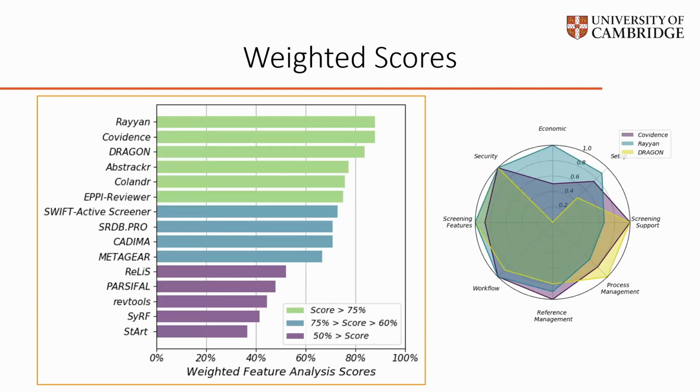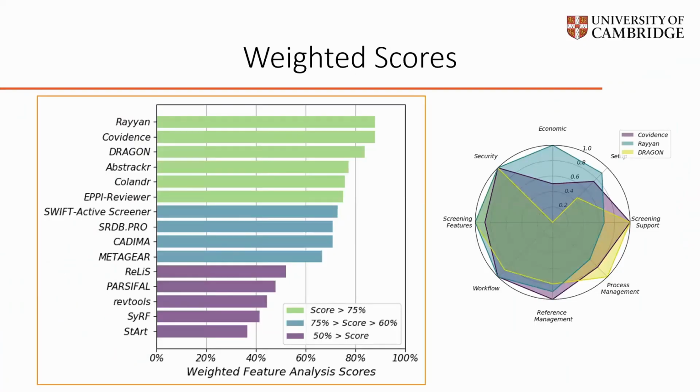So for the rest of this talk, I'm mainly going to focus on these top 6 that scored over 75%. That's largely because these were the ones that we included in our usability assessment. But I think there are also some quite interesting tools that turn up lower down in the feature assessment.